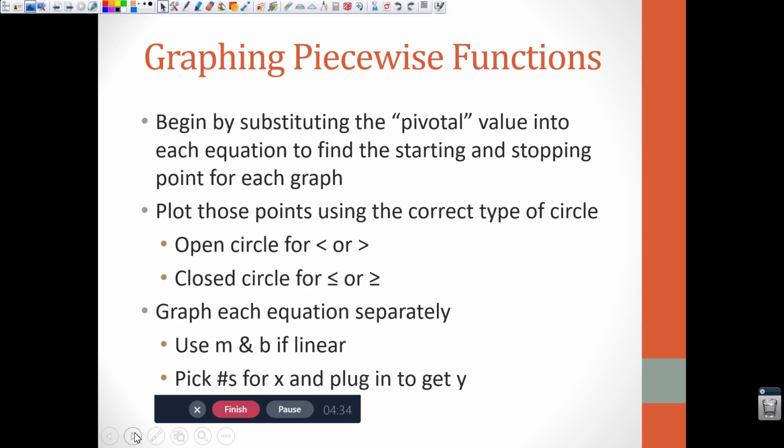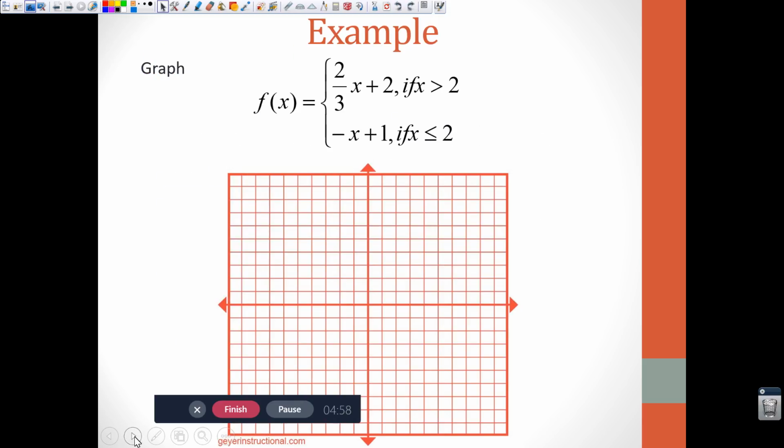We continue the graph by using our m and b if linear, so slope and y-intercept, or if it is not linear, we can pick values for x and plug it in to get y. The important part is that we are going in the correct direction according to our domain. Okay.